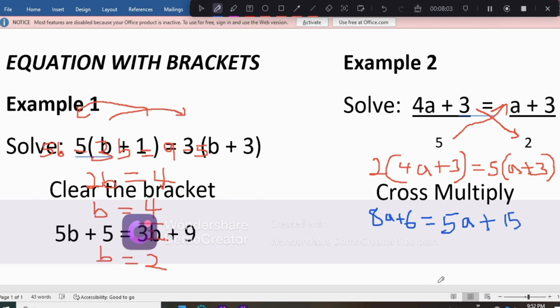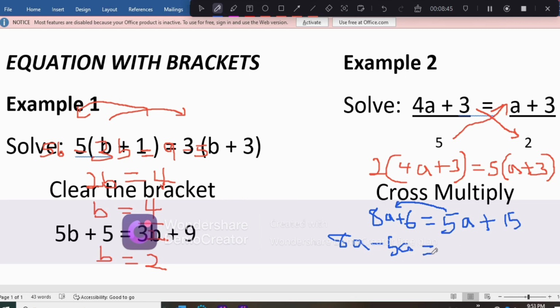Right, so we have unknowns on both sides. We can bring the unknown terms to the left hand side, and the number terms to the right hand side. So we have 8a. Taking 5a to the other side of the equation, we make it change to a negative sign. It's a positive sign here. Going to the other side of the equation, make it a negative sign. So we have minus 5a.